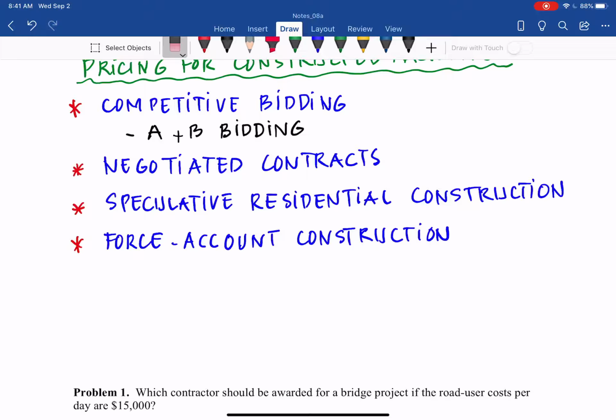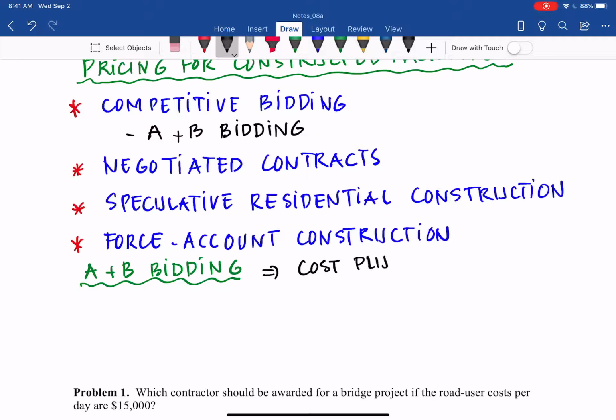So A plus B bidding, within competitive bidding, is basically cost plus time bidding, cost plus time. So we consider the value of both the price, the cost itself, and the time, the potential saving from the time, for those who do it faster and more efficiently, then they will be more competitive in A plus B bidding. And what is the A component? A component.